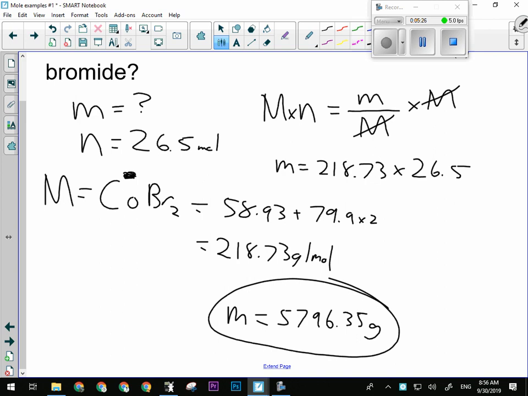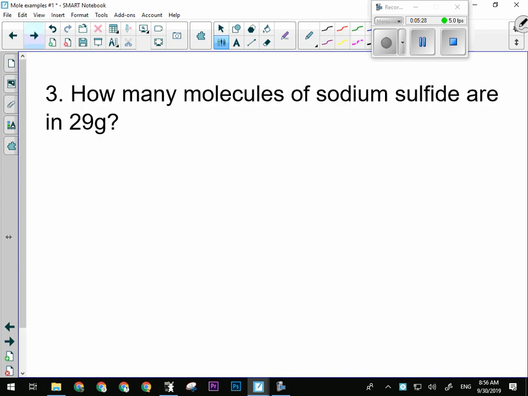So, quick review before we talk about that. Avogadro's number is 6.02 times 10 to the 23. That is the number of particles in 1 mole. So if I have 1 mole of something, I have this many of it. If I have 2 moles of something, I have twice that number. Everyone all right with that?